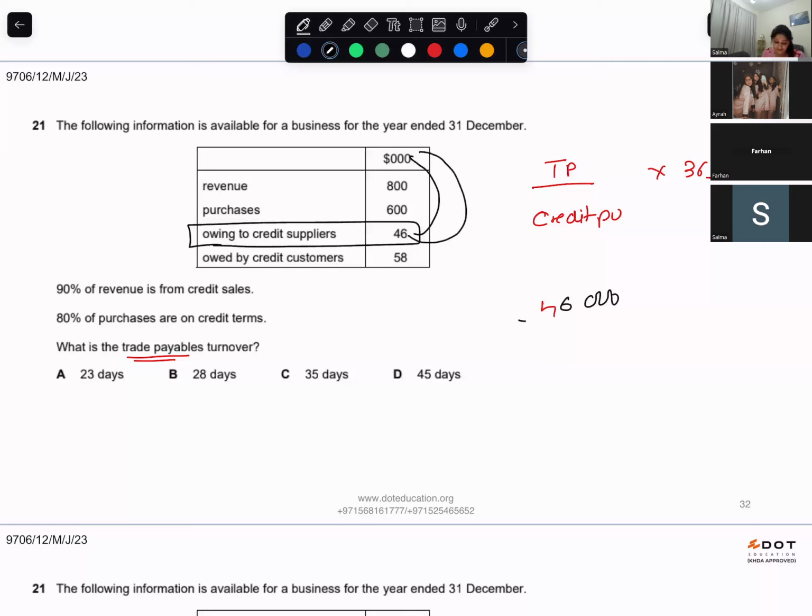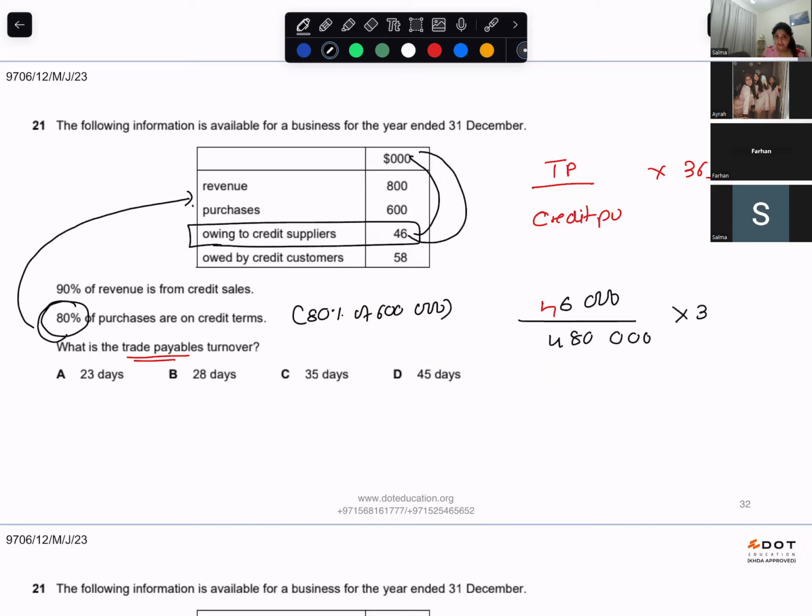What is credit purchases? 80% of 600,000, because 80% are on credit. So 600,000 into 80%, so 480,000, into 365. What is the answer that we are getting? 34.97, so 35 days.